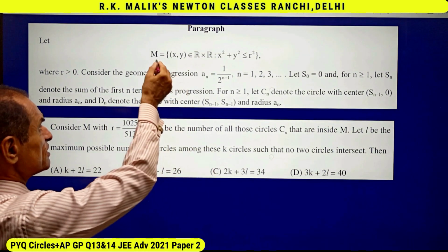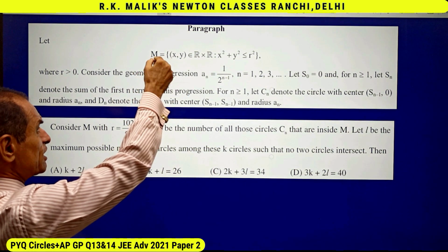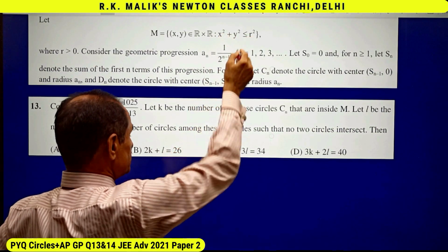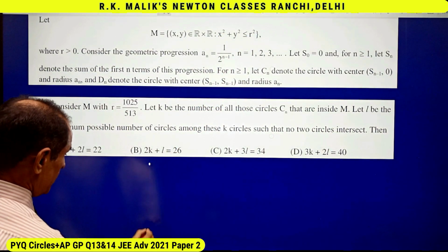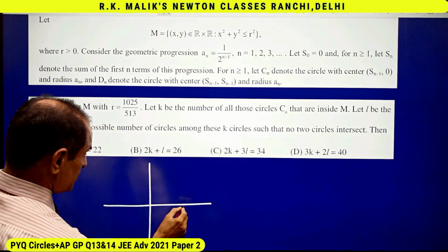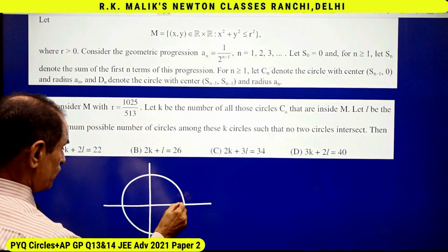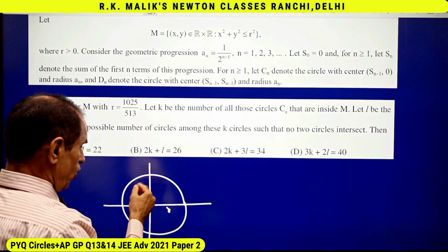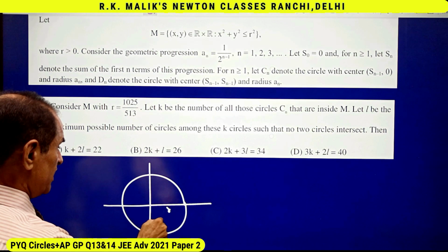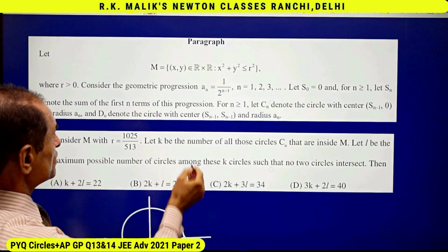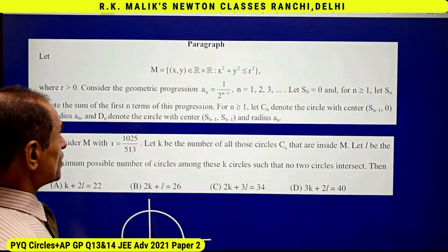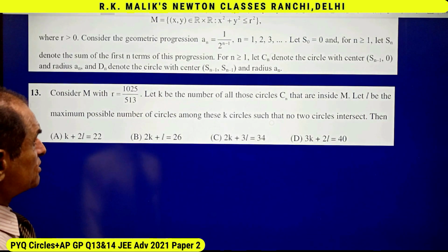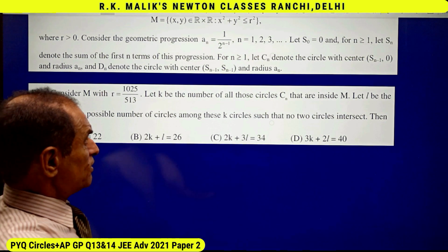It is clear that set M denotes the set of all those points which satisfy this condition, which means which lie inside the circle with center 0, 0 and radius R. All the points lying inside or on the boundary will lie in the set M. And now let us start defining the circles.